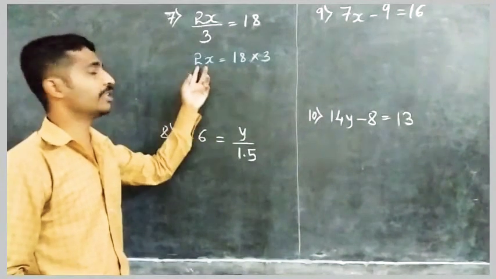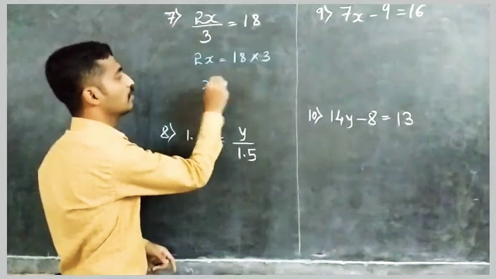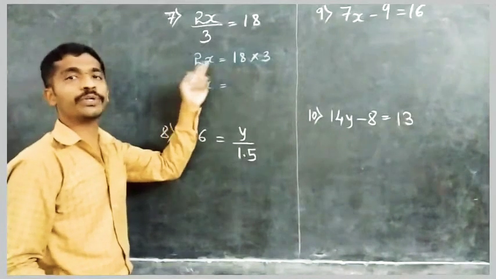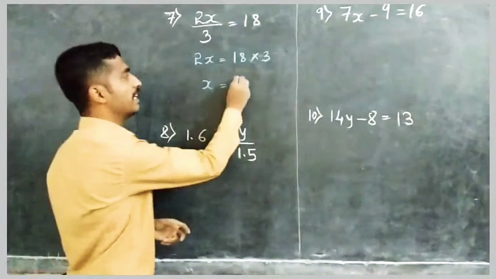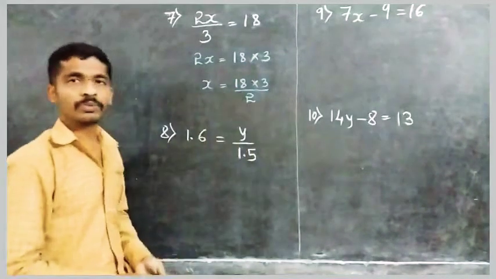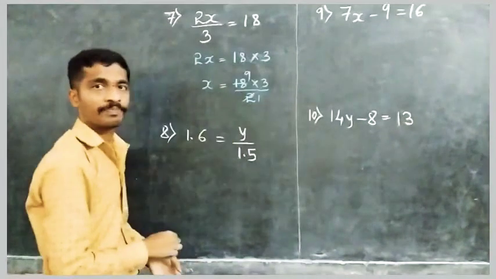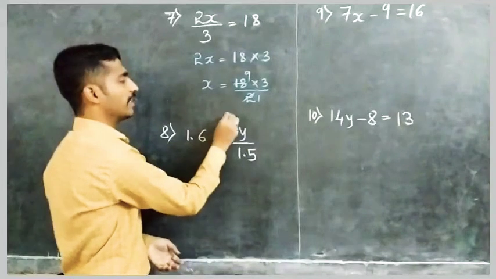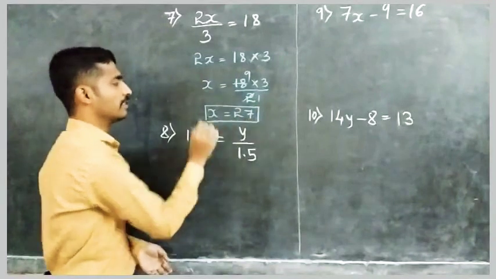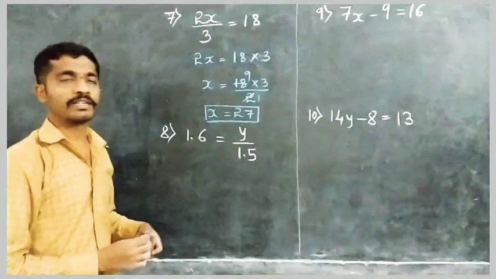For that answer, you have to divide by 2, or else directly take 2 that side. Here 2 is multiplying, 2x means 2 into x. Okay, if I take 2 to that side, it becomes 18 into 3 divided by 2. Okay, now 2 ones are 2, 9 3s are, you will get here 27. So x value is 27. Okay, so it is all about dividing the terms.